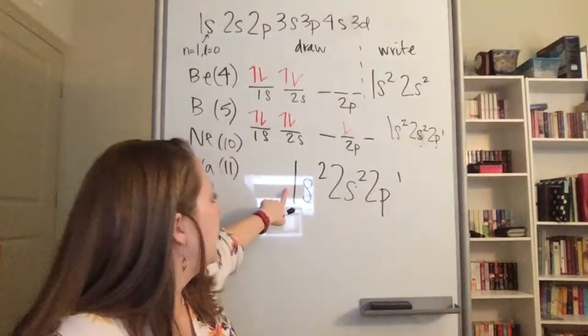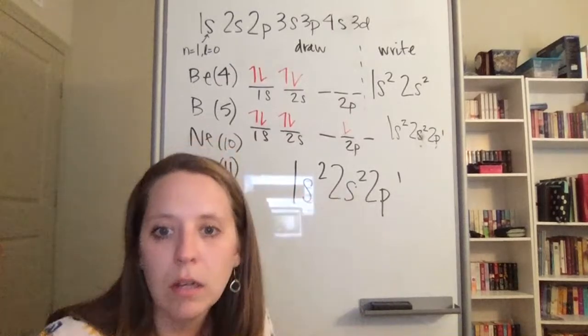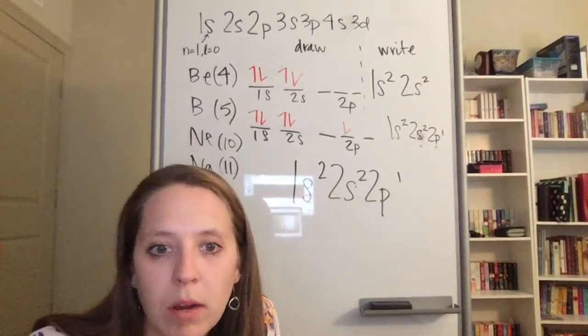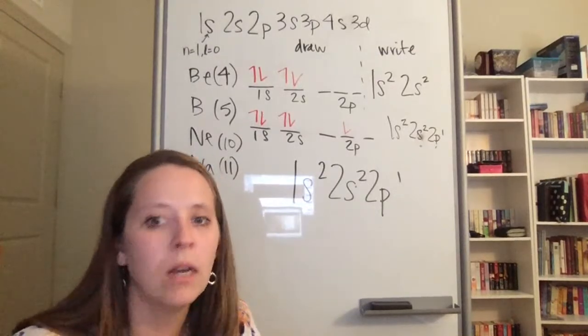So these exponents tell you how many electrons are in any of these. If you go from left to right in the periodic table, yes, we'll talk about how to read the periodic table in just a second.